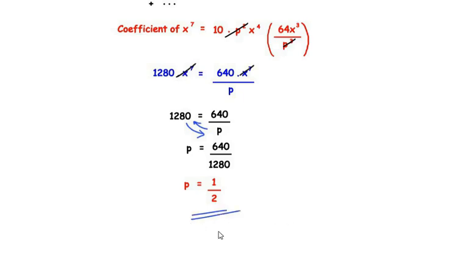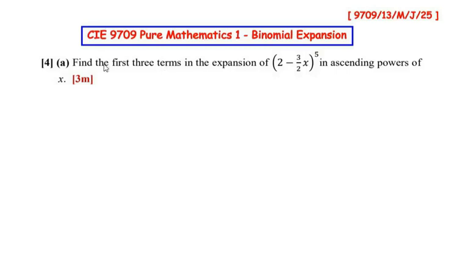Now let us move on to the fourth question. Find the first three terms in the expansion of (2 minus 3/2 x) raised to the power of 5 in ascending powers of x. This question is very similar to the second question which we had done in this video. So you can pause the video and give it a try.